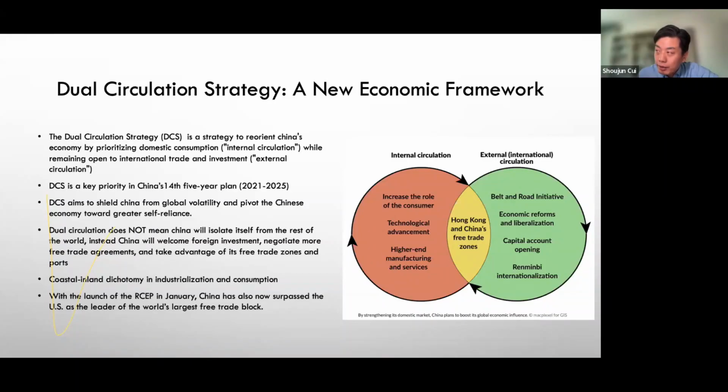Some argue that China will close its door to the international market. I would like to say that is not true. The dual circulation strategy means that China will combine domestic consumption with international exportation together. So this is very important. They are equally important for China.